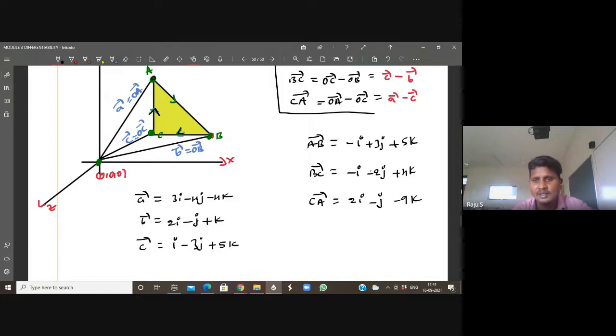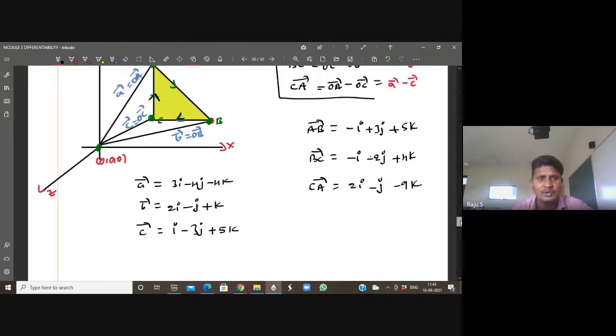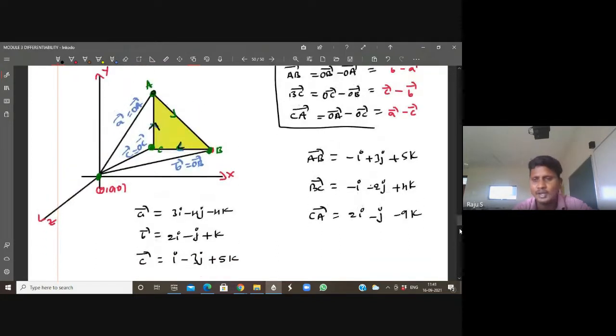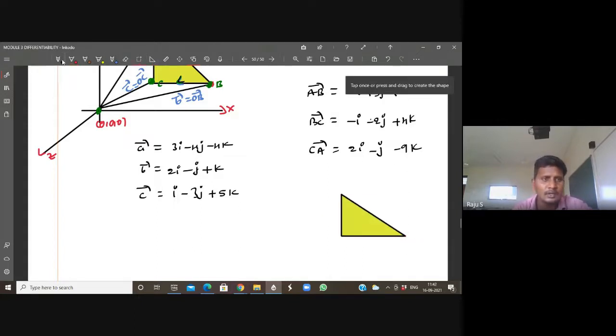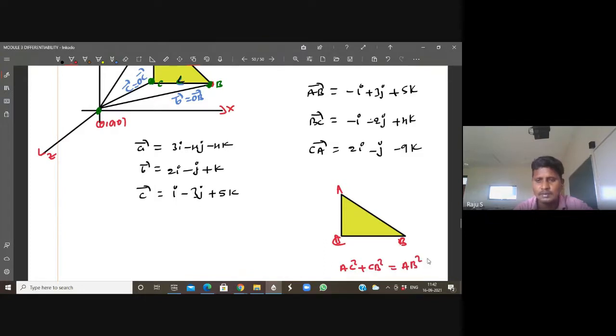After getting this, if you want to check whether this will form a right angle triangle or not, we use the Pythagoras theorem. So what shall we conclude here? Yes, students. This is A, this is B, this is C. Like AC square plus CB square is equal to AB square. Yes or no? To do this, first we have to find the lengths.